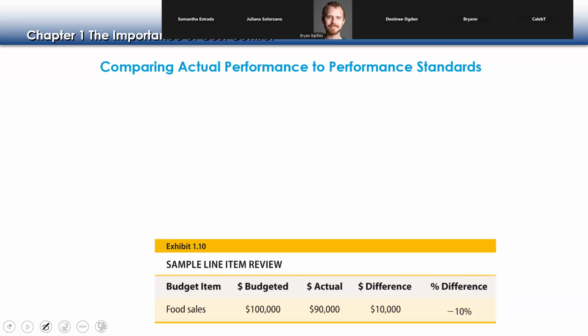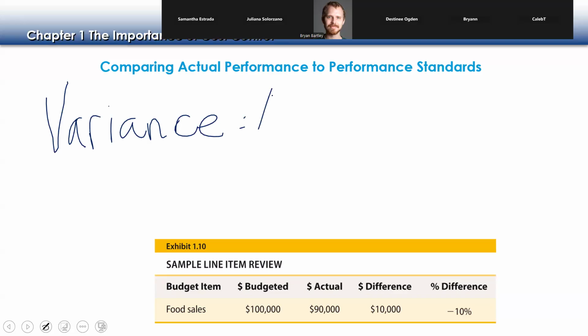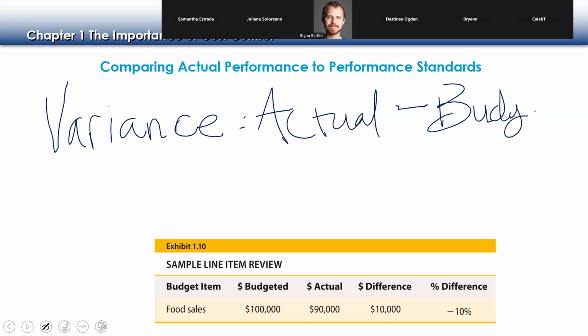So after we have set those standards, we want to compare the actual performance to what our standard was, okay? And that's going to be looking for what we call the variance. Variance is just a business way of saying difference, the difference between two numbers, okay? Now, the variance is equal to our actual performance minus the budgeted, or what we planned.